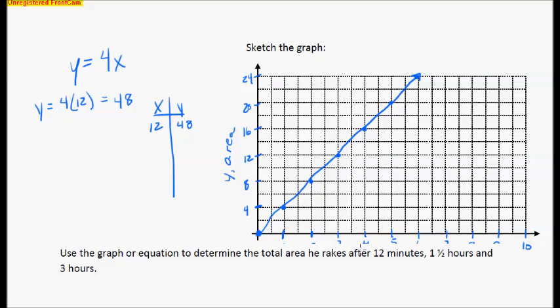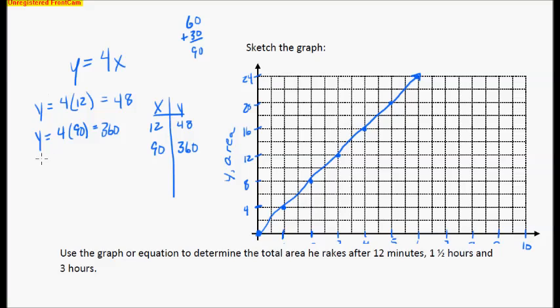All right. Now, they also asked me 1.5 hours. Now, be careful. I can't just do this. Don't do this. Don't go 4 times 1.5, because that is in hours, right? And our x is supposed to be in minutes. All right. So we have to convert that 1.5 hours. Well, 1 hour would be 60 minutes. All right. I'll put that up here, 60 minutes. And then another half hour would be 30 more minutes. So I'm looking at 90 minutes total. So I'd put a 90 into there, and that'd be 360. So if he raked for 1.5 hours, which is 90 minutes, he's going to rake 360 square units.